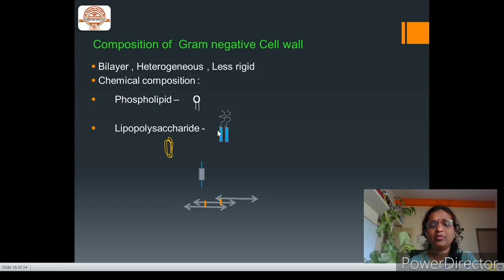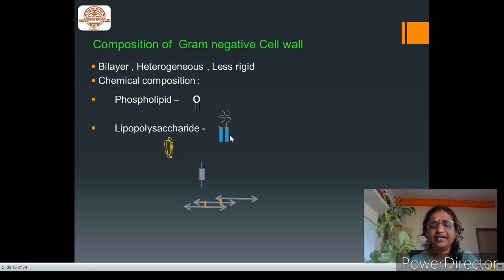Second component is lipopolysaccharide. This is the structure of lipopolysaccharide. It consists of lipid A. This portion is called lipid A. This one is the R core, and last is the O side chains.